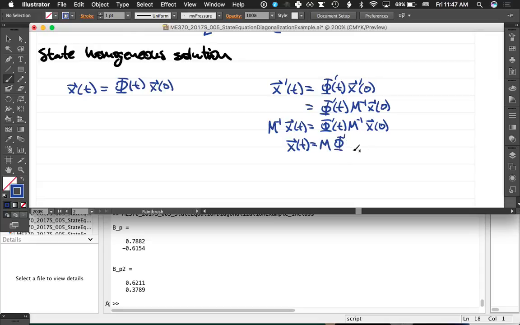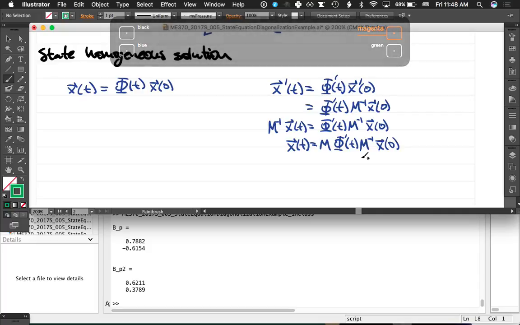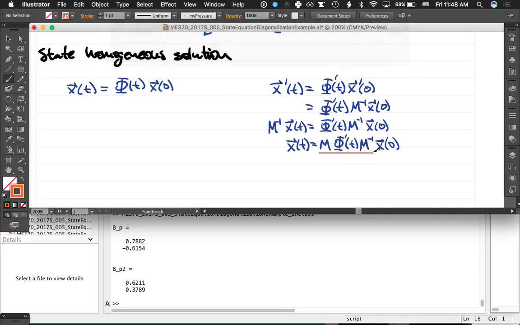So phi prime of t didn't go away. M inverse x of 0. So we now know everything in this formula, right? What I did in the notes before, if you're feeling a little confused, is I derived this, and we said, oh, well, this is just phi of t, right? No, so this including the m's is just phi. So to convert from phi prime to phi, all we need to do is go through this relationship here.